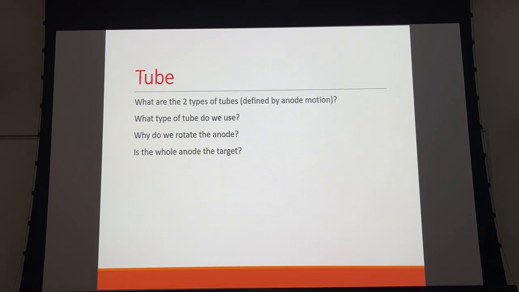So we have 2 different types of tubes. We really only use one. We have stationary anode, and we have rotating anode. We really only use the rotating anode type of X-ray tube. If you happen to go to the dentist, I hope you go to the dentist every now and then, they do some X-rays. Their tube output is so low that the things that we use in diagnostic don't really apply to theirs.